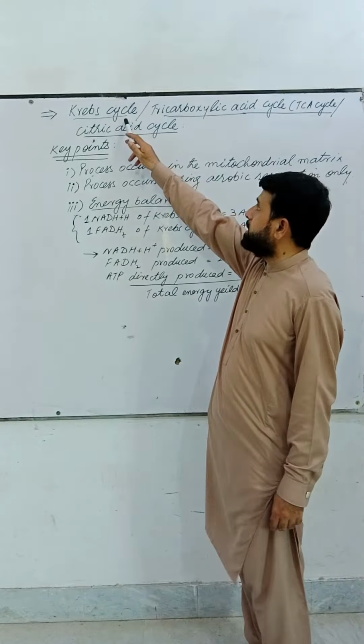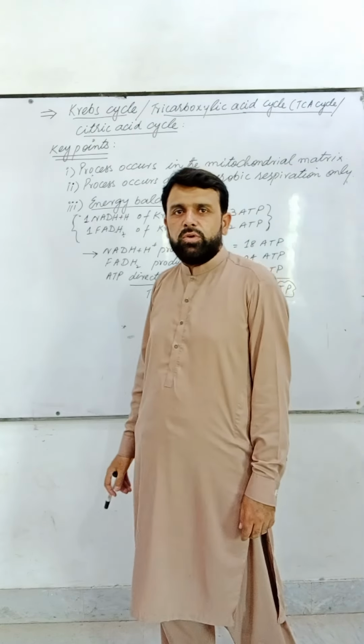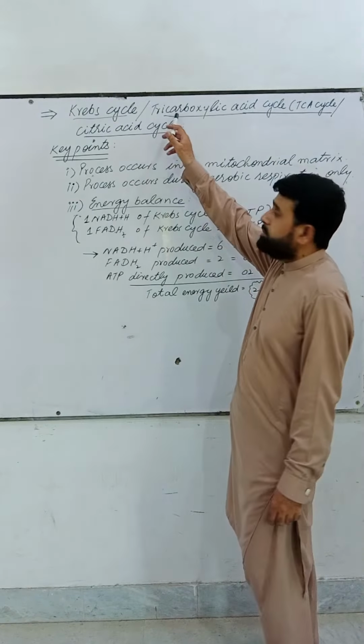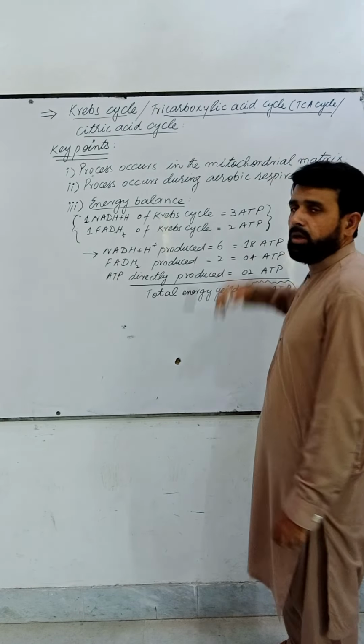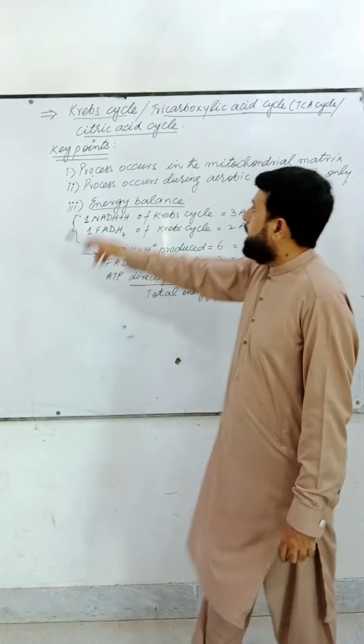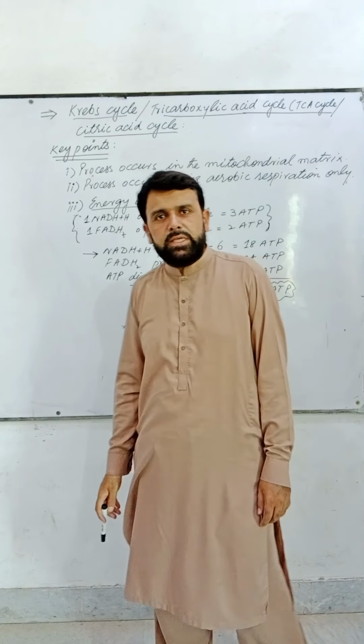Number one, Krebs cycle is named after Hans Krebs, who discovered it. Next, number two, this is also known as tricarboxylic acid cycle or TCA cycle, and the third name is citric acid cycle. Remember these alternative names.